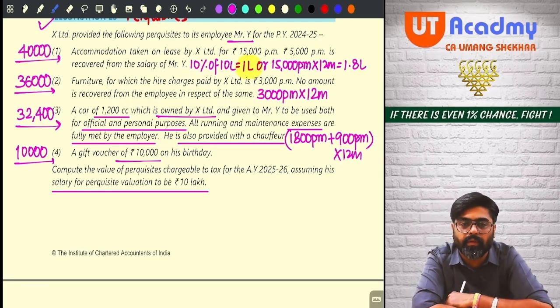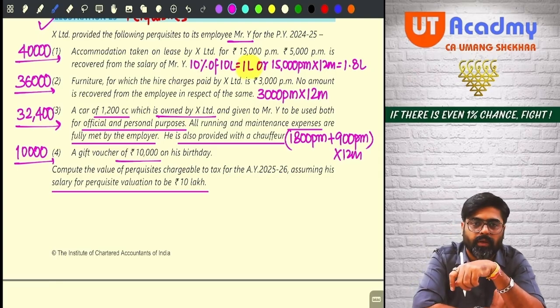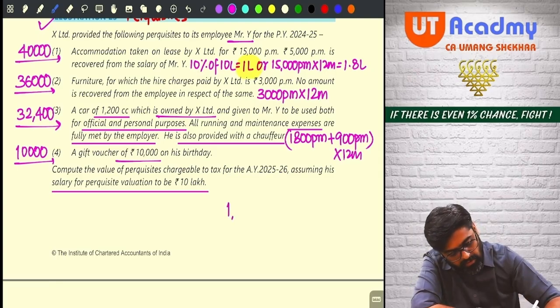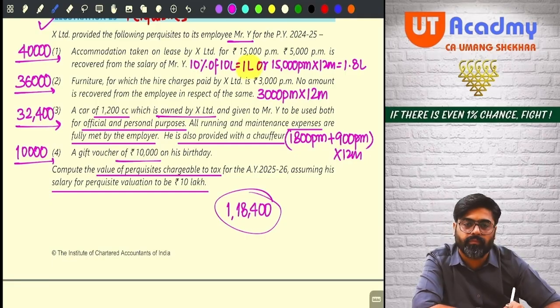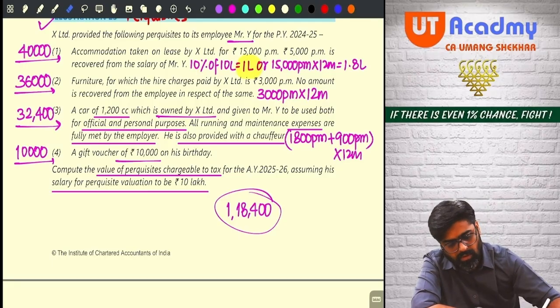Got it? Now can you add all these figures? You will get 1,18,400. Everyone should get this answer. Value of perquisite chargeable to tax will be this much. Are you getting 1,18,400? Please check the total.